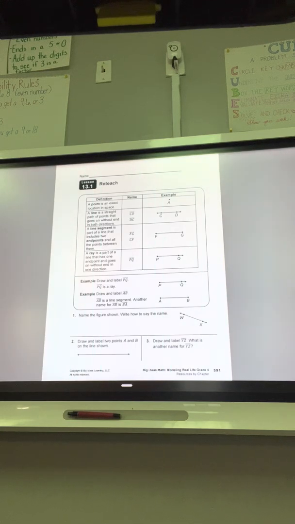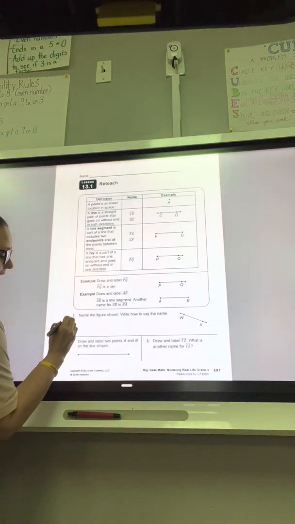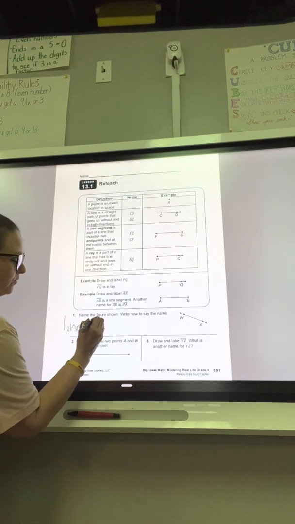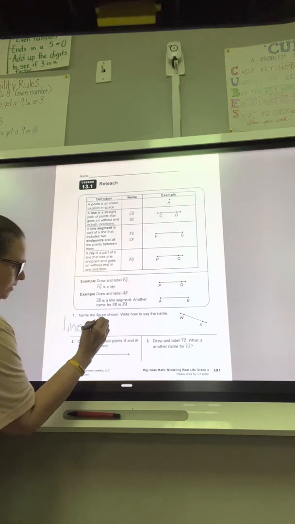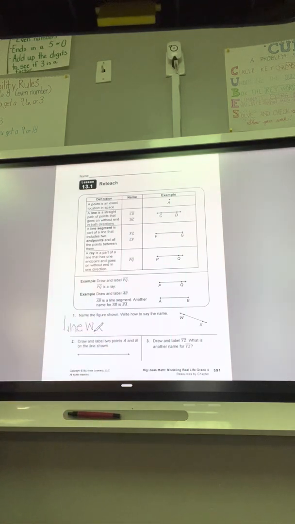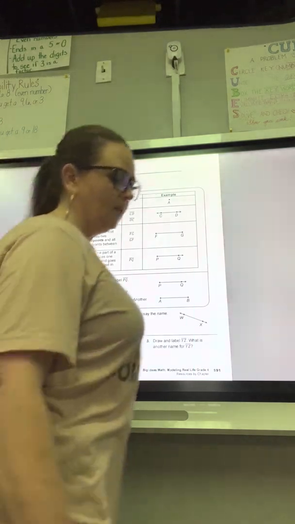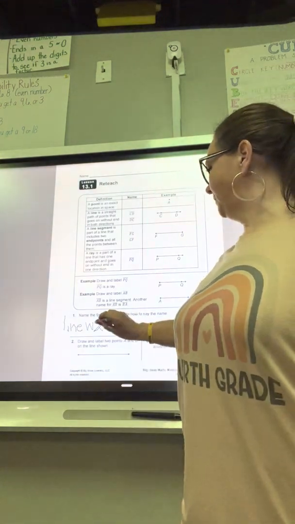Do we know if it has an arrow on each side? If it has an arrow on each side, then it's a line. So this is going to be line WX. I'm supposed to say line WX, but the smart board is doing its thing, like always. So, line WX is how we would say it.